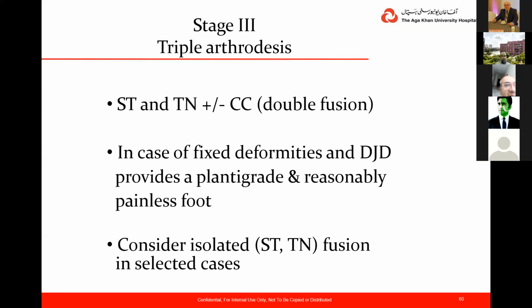So for stage 3, when there are signs of subtalar arthritis and other joint arthritis, it is a common misnomer that you always do a triple procedure. You have to save the calcaneocoboid joint. So the outcomes are better with a double fusion as compared to a triple. Next.